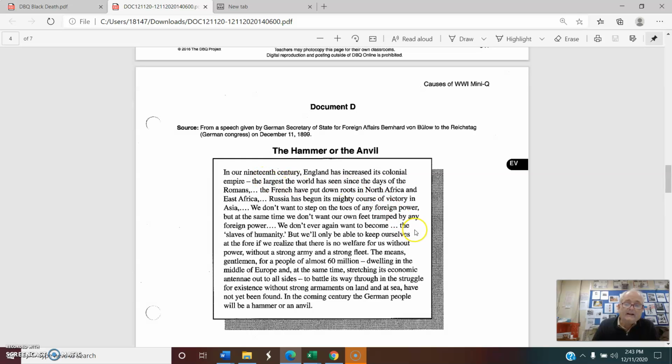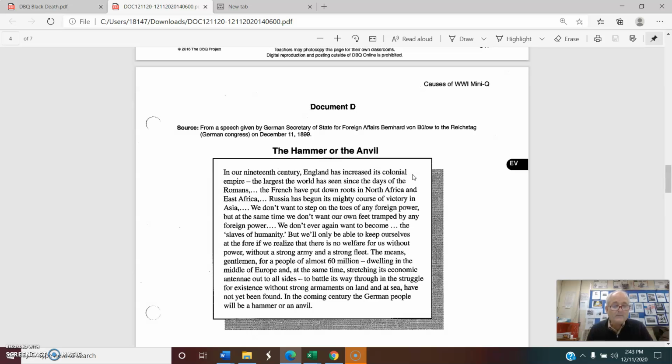In our 19th century, England has increased its colonial empire, the largest the world has seen since the days of the Romans. The French have put down roots in North Africa and East Africa. Russia has begun its mighty course of victory in Asia. We don't want to step on the toes of any foreign power, but at the same time, we don't want our feet to be trampled by any foreign power. We don't ever again want to become the slaves of humanity. But we'll only be able to keep ourselves at the fore if we realize that there is no welfare for us without power, without a strong army and a strong fleet. As you're reading this, think about the spending on armaments. This was 1899, and we know this is a German speech.